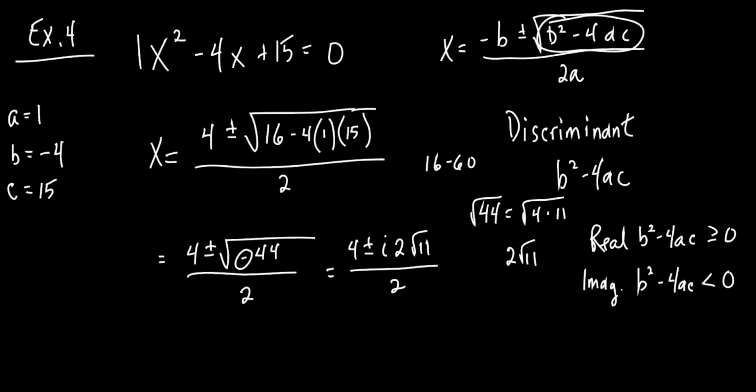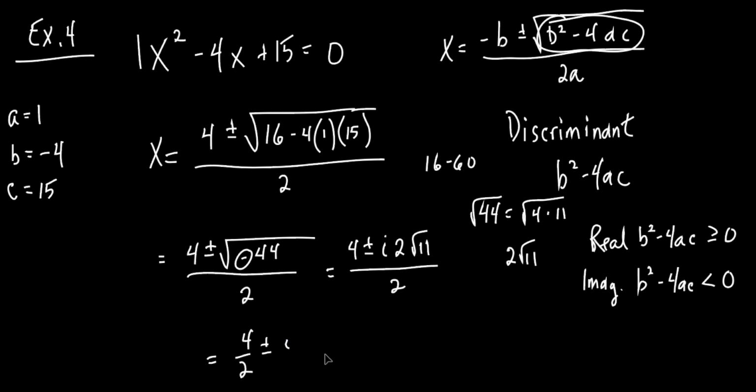See if you can do this. You could write them, separate them. You could go 4 over 2 plus or minus i 2 square root of 11 over 2 and then cancel them. But look what happens. Let's just do that. So watch. It's this over 2. So this is 4 over 2 plus or minus i.